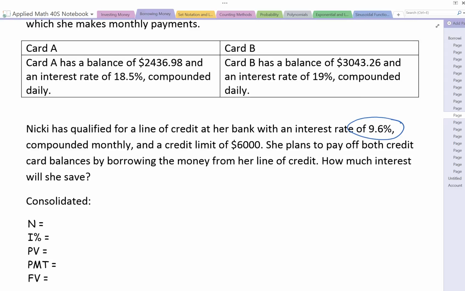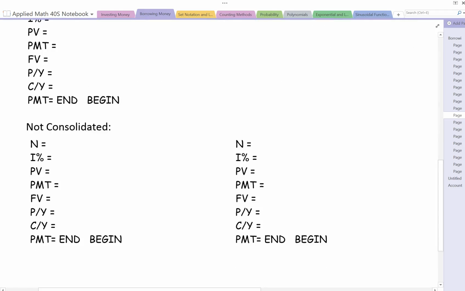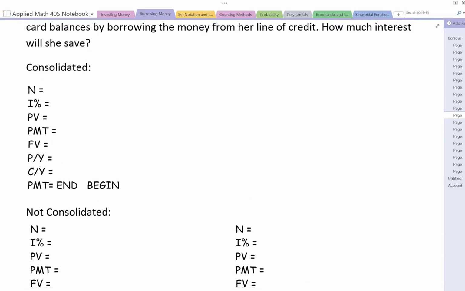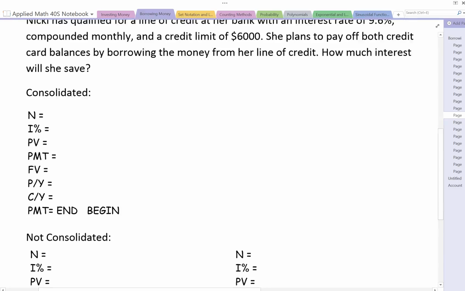So if she can use her credit line money to pay off the 2 credit cards, she's still owing money. It doesn't mean that those credit cards, well, they're paid off in terms of the credit card companies looking at that. But in terms of Nikki's bank account, she still owes that money. But now she can pay it back at 9.6% compounded monthly rather than 19% and 18.5% compounded daily. So that's going to mean that the amount that she owes in the end, hopefully, will be less. So let's try this out, consolidated and then not consolidated, and see why often people use their credit lines to pay off their credit cards.